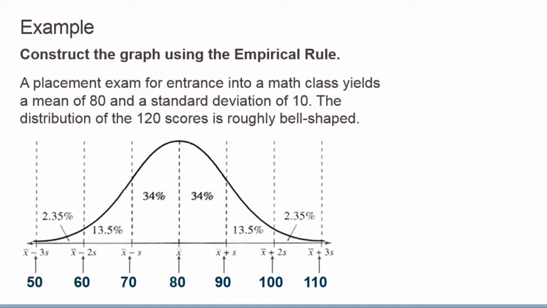What this means is 68% of our data lies between 70 and 90, 95% of our data lies between 60 and 100, and 99.7% of our data lies between 50 and 110.